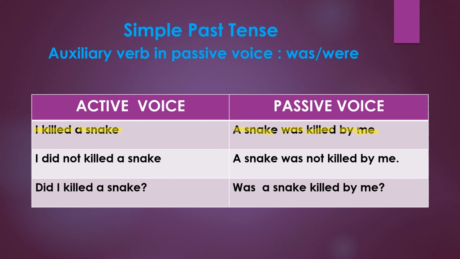Similarly, with the negative sentence, I did not kill the snake. So here, a snake was not killed by me. Did I kill a snake? The question form. Here, as we know that do, does and did never come in passive voice, so here, was a snake killed by me?